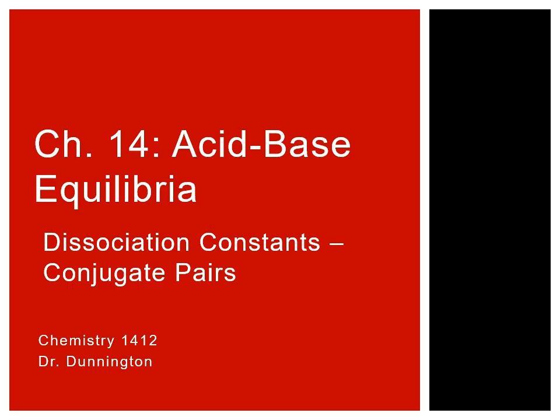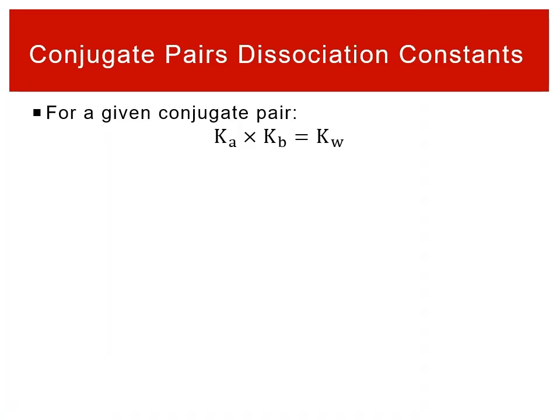We want to continue exploring dissociation constants. We want to look at them within the context of conjugate pairs. So if you have a conjugate pair, remember the conjugate acid-base pair, molecules that are different by the H+ transfer. If you take the Ka of the conjugate acid and multiply it by the Kb of the conjugate base, that will be equal to Kw. And that Kw is the equilibrium constant for the reaction of water with itself to make hydroniums and hydroxides.